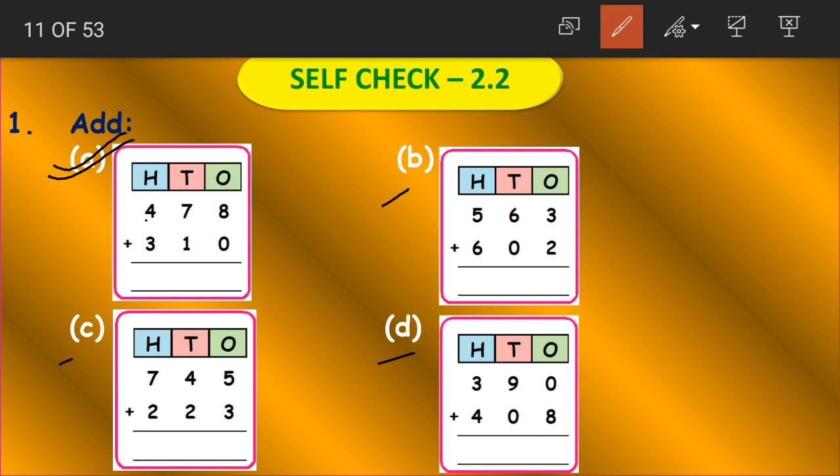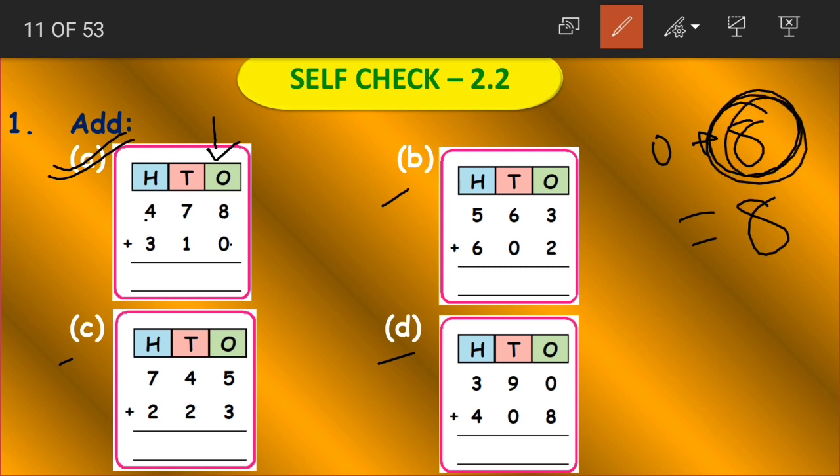Coming to the first question, 478 plus 310. Now starting from the ones place, 8 plus 0 becomes what, children? Remember, whenever we add any number to 0, the answer will be the number itself. If you don't remember whether 8 becomes the answer or 0 becomes the answer, remember the example I gave you.